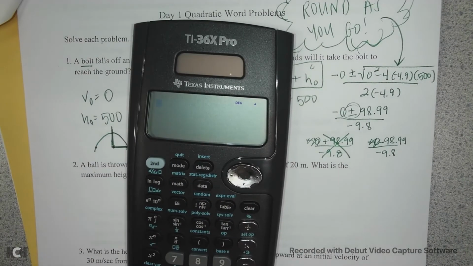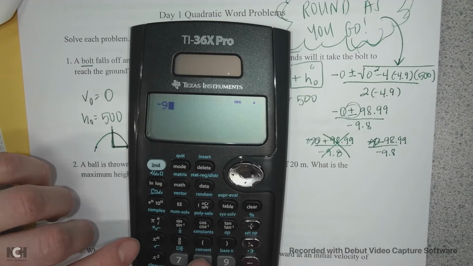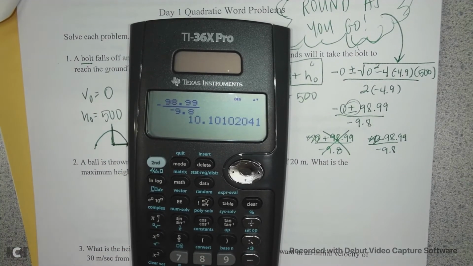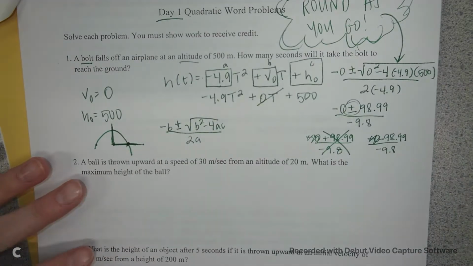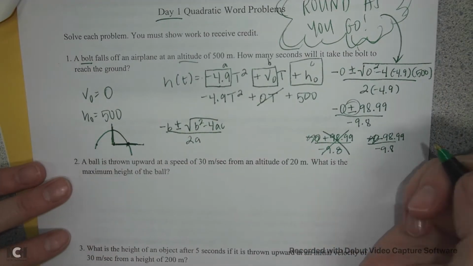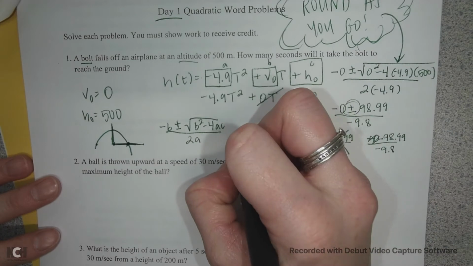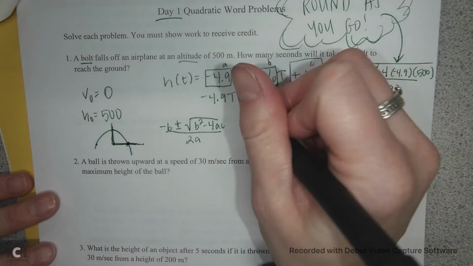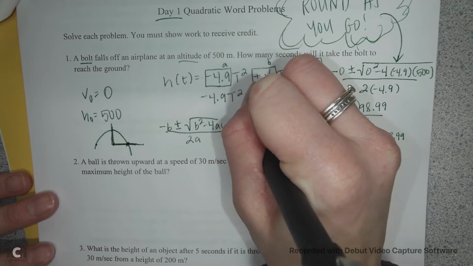Okay, so negative 98.99 divided by negative 9.8 is 10.10. So I have, oh, not distance, it's going to be a distance of 0 because it's on the ground. It's the time. So 10.10.